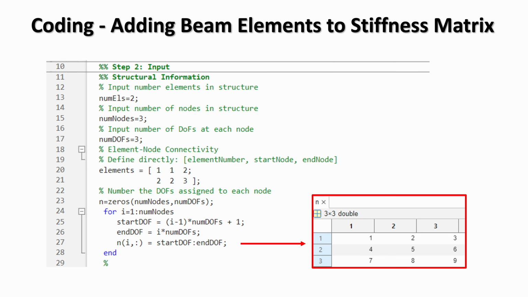For example, as you can see here, element 1 connects nodes 1 and 2, and its degrees of freedom will be 1, 2, 3, 4, 5, 6. Element 2 connects nodes 2 and 3, so its degrees of freedom are going to be 4, 5, 6, 7, 8, 9. When we assemble the global stiffness matrix, these degrees of freedom tell the program exactly where to place the terms for each local stiffness matrix.